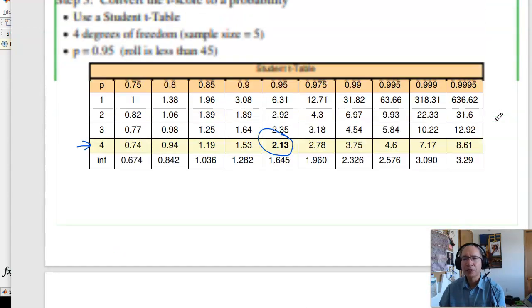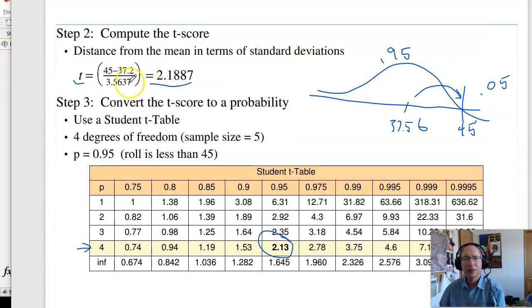I can also do that in StatTrek. In StatTrek, go to a t-test. I input 4 degrees of freedom. My t-score is 2.18. Calculate, and it gives you the actual probability, about 0.05.